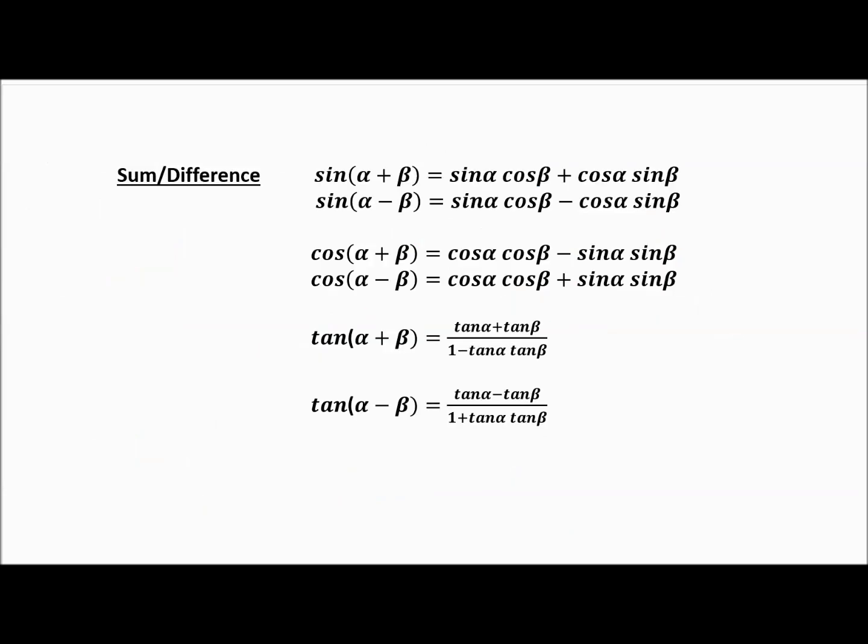Okay, so what we have here are the sum difference formulas. Notice there are 6 of them. We have 2 for sine, a sum and a difference. We have 2 for cosine, a sum and a difference, and 2 for tangent, a sum and a difference. We don't have formulas for cosecant, secant, and cotangent, because if you needed those values, you could just do the reciprocal of sine for cosecant, the reciprocal of cosine for secant, and the reciprocal of tangent for cotangent.